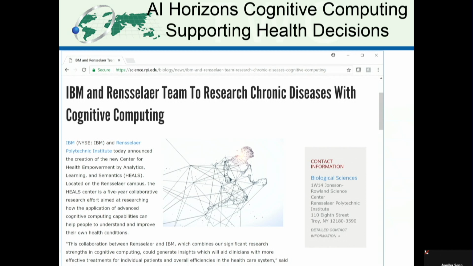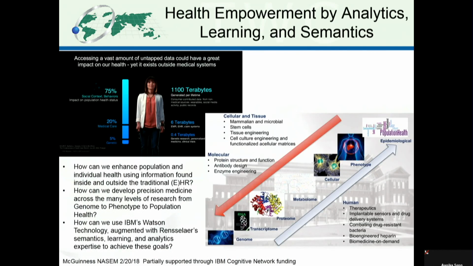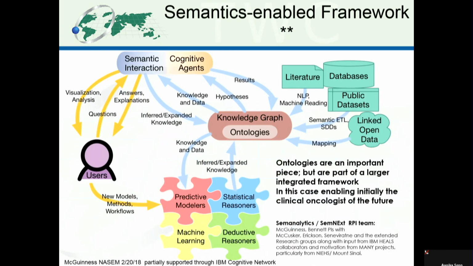I actually want to make cognitive agents. And I'm doing that in a different program with the AI Horizons Network at IBM, where we're trying to answer questions like, how can we enhance population and individual health? And how do we integrate across this whole spectrum of genomics to population health? And within that, I've got my ontologies at the center, not surprisingly, because I'm the ontologist, but I pull in from literature, databases, public databases. I have my cognitive agents up here helping people do decision support, but I'm also making queries out to my statistical reasoners, my machine learning, my deductive reasoners.